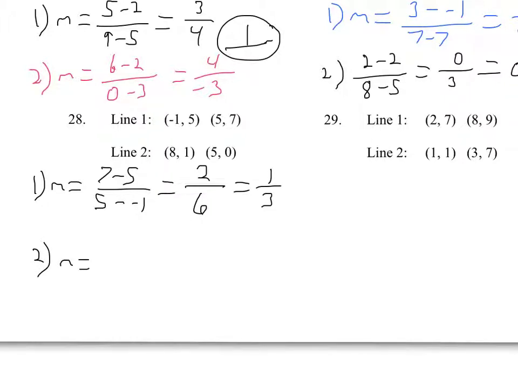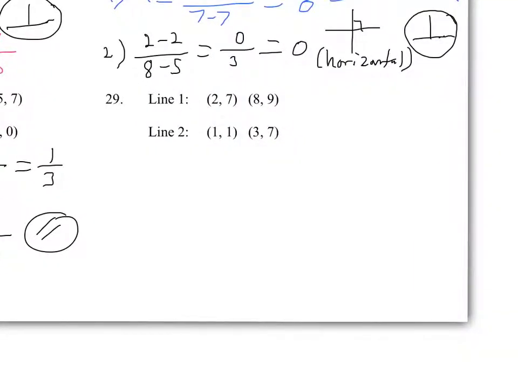Line number 2, I'll do this one in the opposite order. I'll do 1 minus 0 on top, 8 minus 5 on bottom. I just think that's the easier order to do this one in. So I get 1 over 3. Hey, look at that. We have the exact same slope, and so that means these lines are parallel.